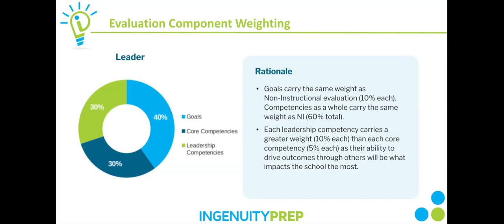For leaders, core competencies are worth 30% and leadership competencies are worth 30%. Here's what that actually means in practice. Because there are 6 core competencies but only 3 leadership competencies, each leadership competency is weighted more heavily, at 10% each, as opposed to each core competency, which is worth 5% each. This is intentional. A leader's ability to drive outcomes through others is what impacts the school the most, so it carries the greater weight in the evaluation system.